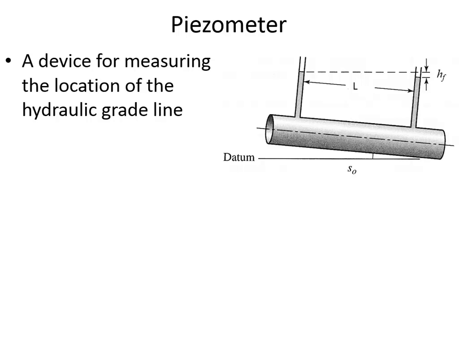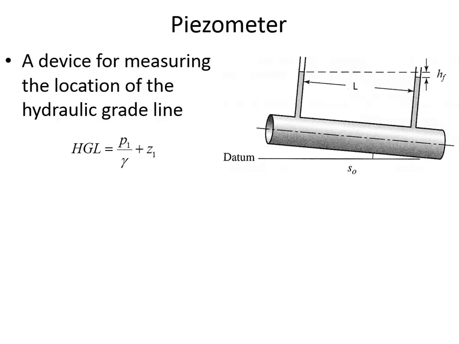So a piezometer is a way of identifying where the hydraulic grade line is. And in this pipe, you can see that the velocity isn't going to change inside of the pipe between the two piezometers that are shown because the diameter is the same in that particular section of pipe. And so the H sub F that's indicated there, which is the difference in elevation between the upstream piezometer and the downstream piezometer, that H sub F is the energy loss that's due to pipe friction.